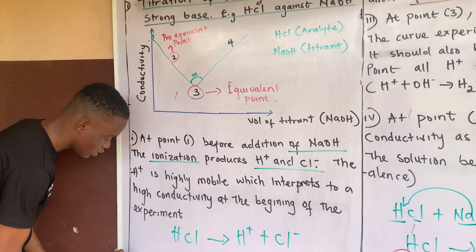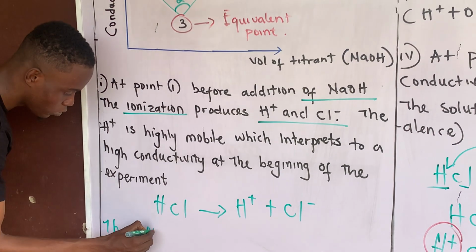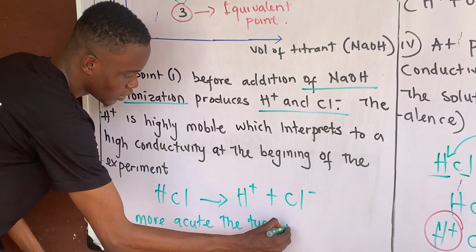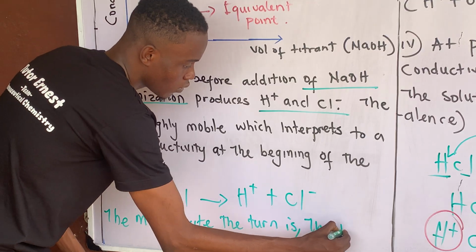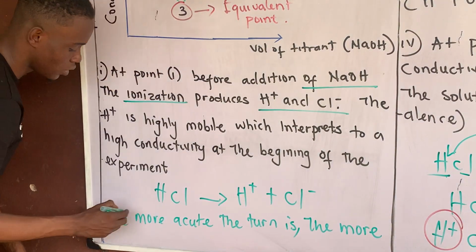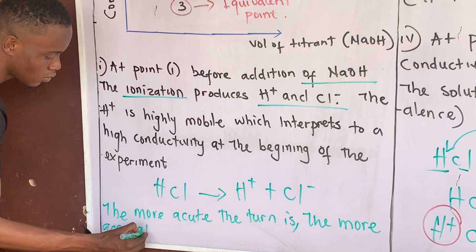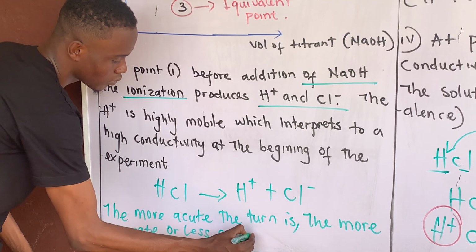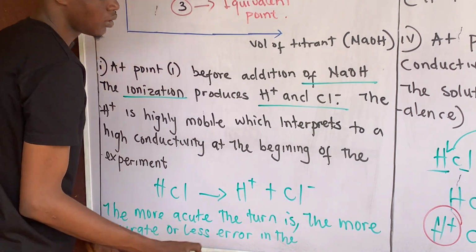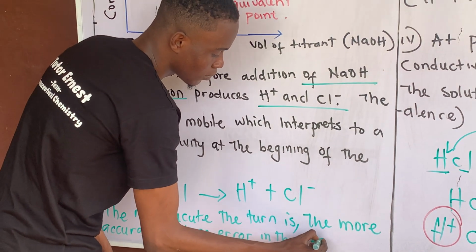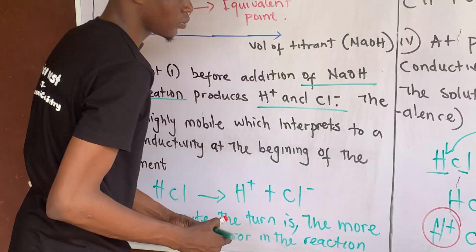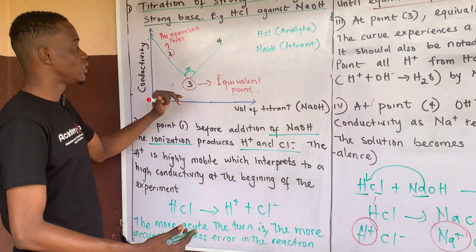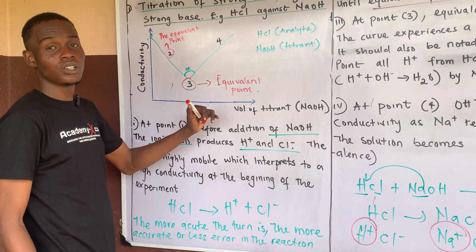Allow me to write it here. The more acute the turn is, the more accurate, or the less error, in the reaction. So the more acute the turn is, the more accurate, or the less error that we have in the titration.